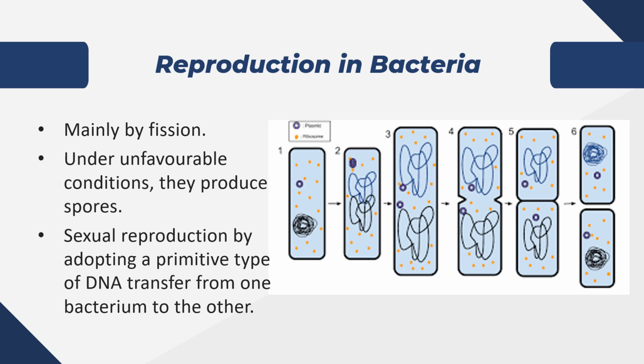Reproduction in bacteria is mainly by binary fission, where a cell grows, elongates, duplicates its genetic material, and then through a central constriction the cell divides and two daughter cells are produced from a parent cell. Under unfavorable conditions, they may undergo production of spores. Sexual reproduction is of a very primitive type where DNA transfers from one cell to the other recipient bacterial cell through a process known as conjugation.